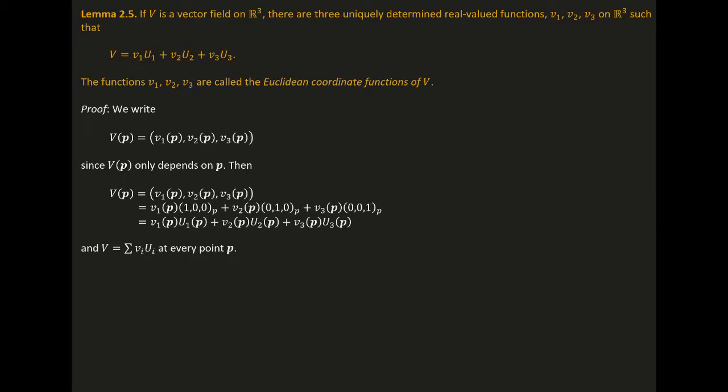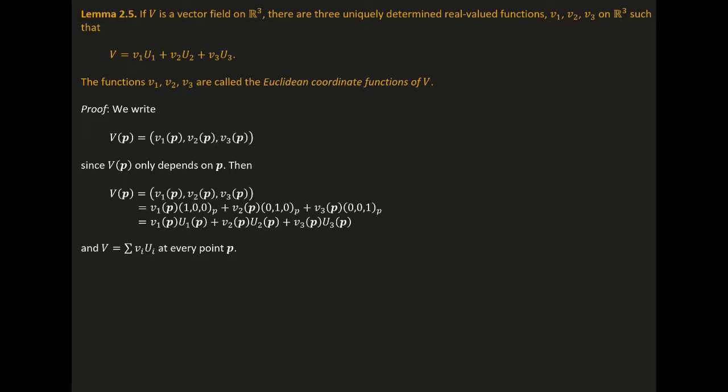We then just check that the linear combination equation that was stated in the lemma actually gives us equality to the vector field V. Writing V of P as these components, V1 of P, V2 of P, and V3 of P, we use the definition of tangent vector addition, and say whatever the value of V1 of P is, we use that as a real value multiplied by the tangent vector 1, 0, 0 applied to the point P, and etc. for V2 and V3.